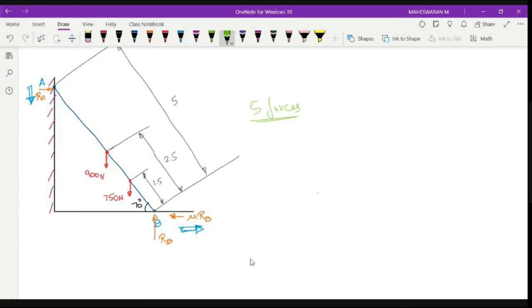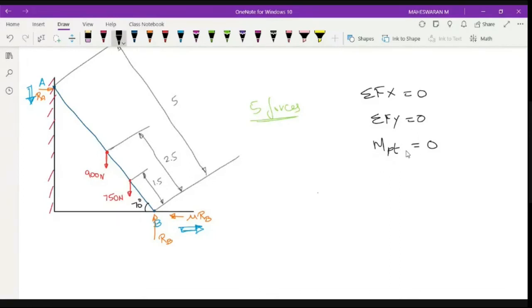Of course you can see that this is a non-concurrent force system. That's why I say that you should have moment also. You will be dealing with moment also, right? These 5 forces are in equilibrium, which means sigma Fx is equal to 0, sigma Fy is equal to 0, and moment at any point is equal to 0.